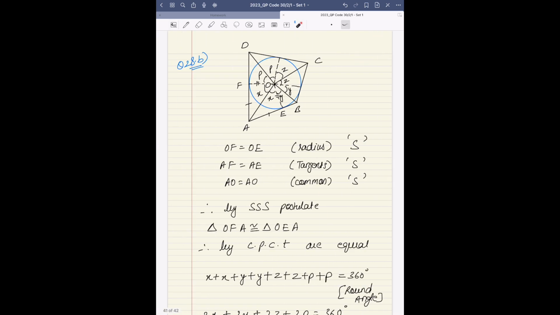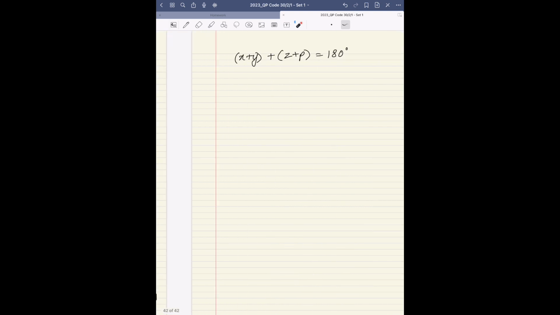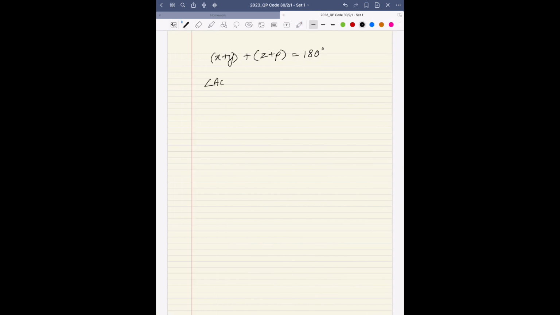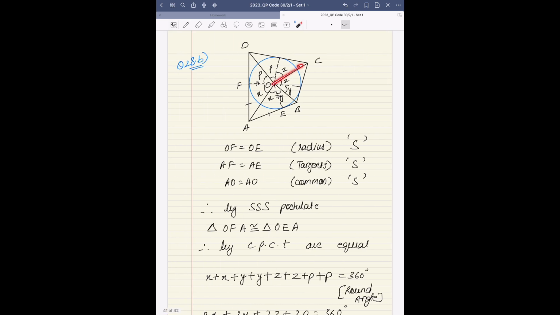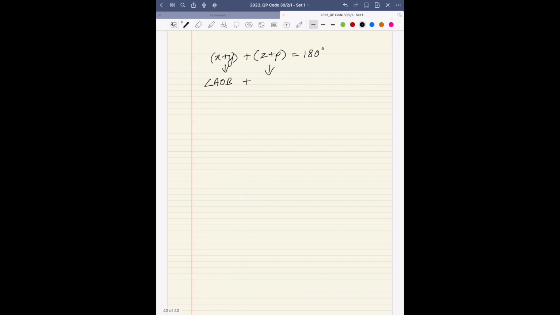Now you must be thinking, where is angle AOB? If you look closely, this is angle AOB, correct? What is forming this angle? X plus y is forming this angle. And similarly, if you look at COD, then Z plus P is forming the angle. So x plus y is nothing but angle AOB, and Z plus P is nothing but angle COD. And hence we have proved that angle AOB plus angle COD is equal to 180 degrees.